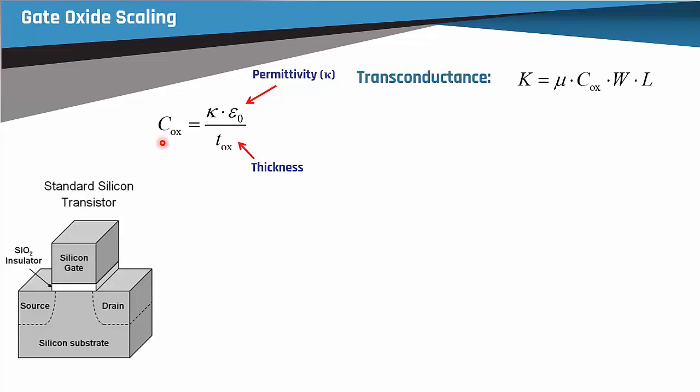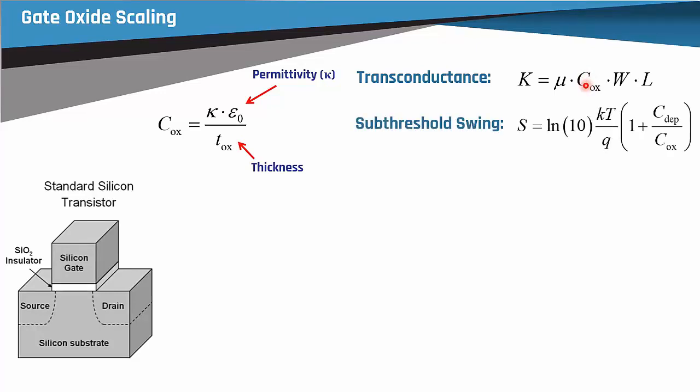Why? Number one, it affects our transconductance. How much current we can get out of the transistor for each bit of voltage. And the transconductance, if you guys remember, is the mobility times the Cox times the width over the length. So we want this to be as high as possible because that's the gain of the transistor. The other thing is that we have the subthreshold swing, which is how good a switch this is. How much we can turn off the transistor. And again, here, we want this C oxide to be as large as possible to make the subthreshold swing as small as possible. So we really want this Cox to be as large as possible.